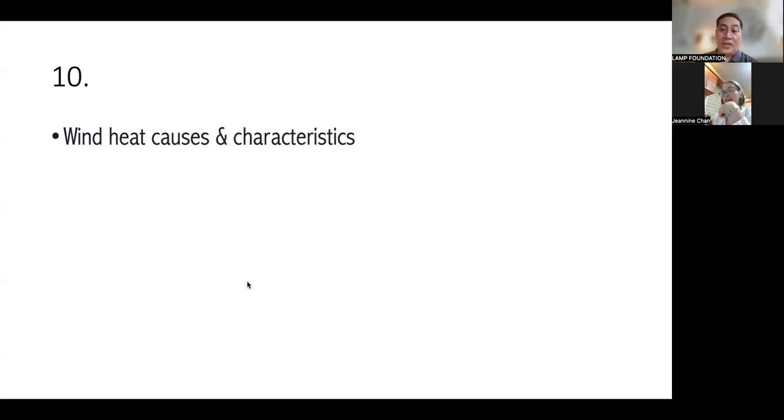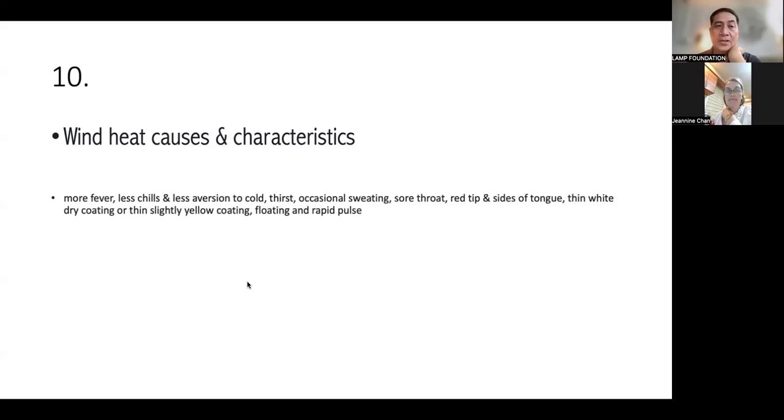Wind heat. Causes: external wind heat pathogen. Characteristic is there's more fever, sore throat, red tip and sides of the tongue body, thin white and dry coating, or thin coating, could be slightly yellow coating. And the pulse is superficial, floating, and rapid. Very good.